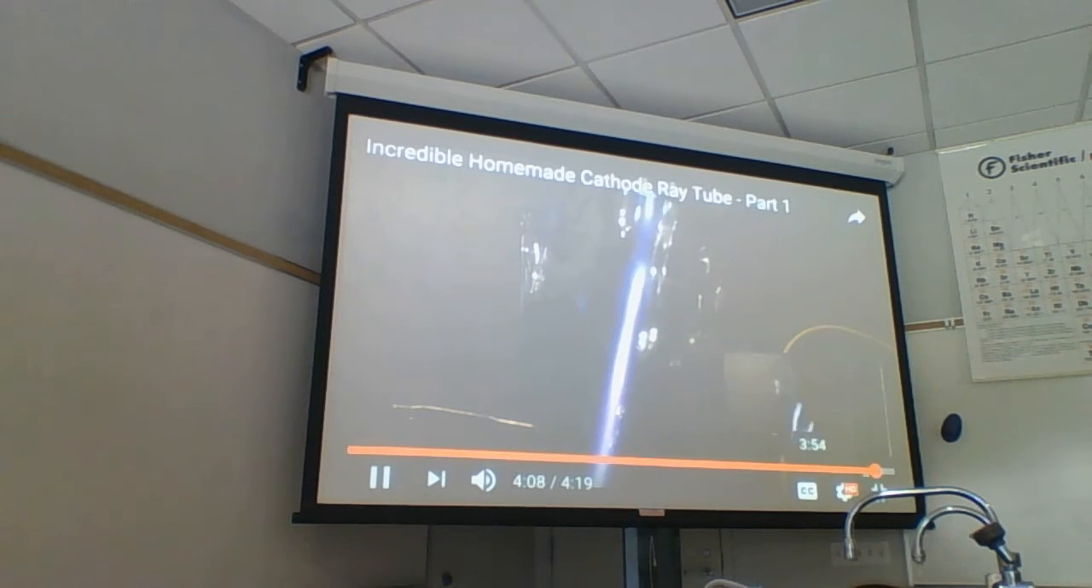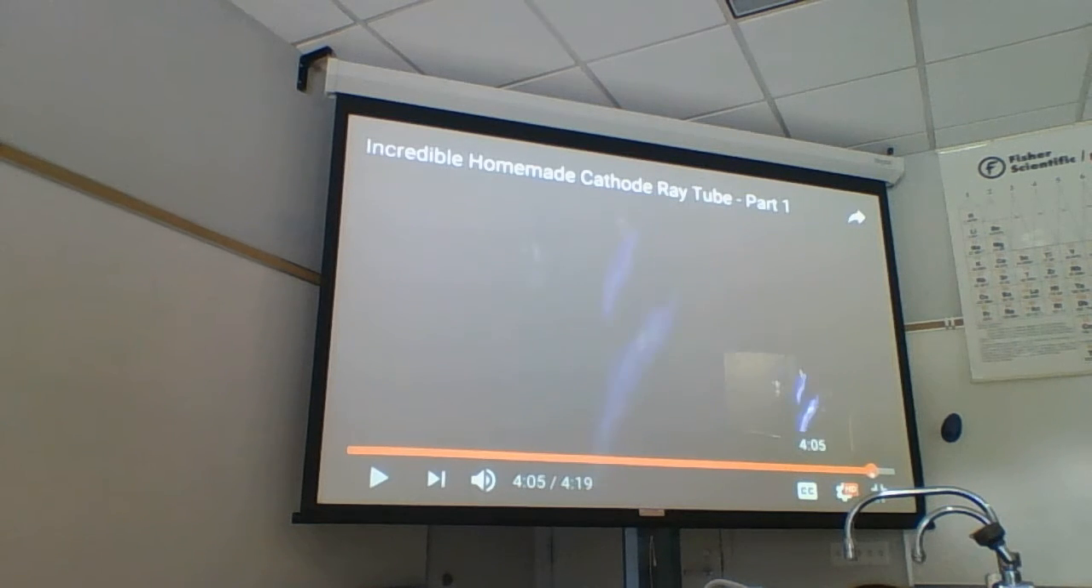Now, I told you earlier in the video that this is going to be split into two parts. The second part is going to go over the more technical aspects, describing why the beam splits and why it switches directions, if you're interested in that. I'll be using slow motion to analyze the cathode. Okay, that was the end of video part 1.